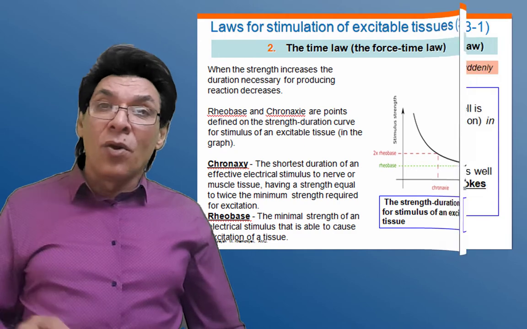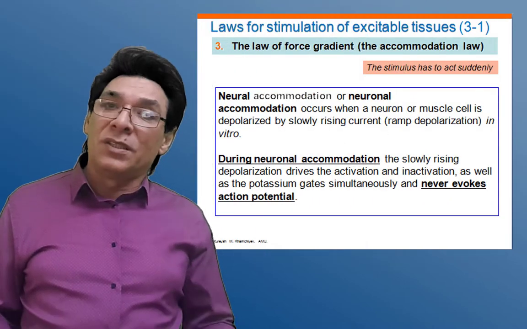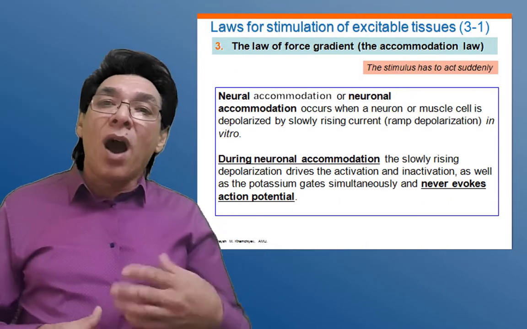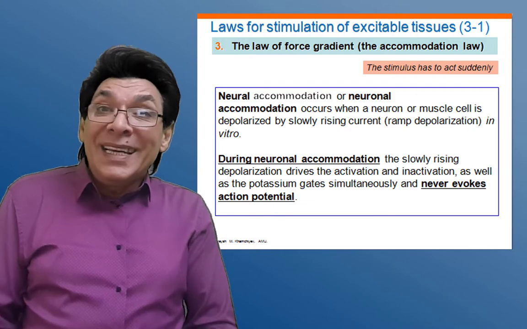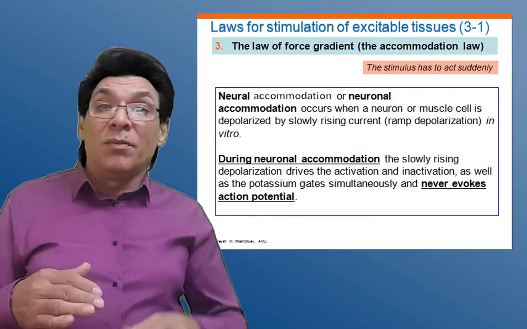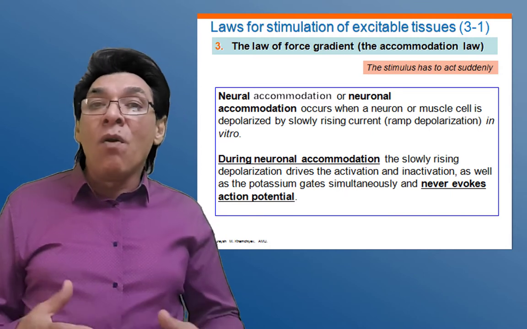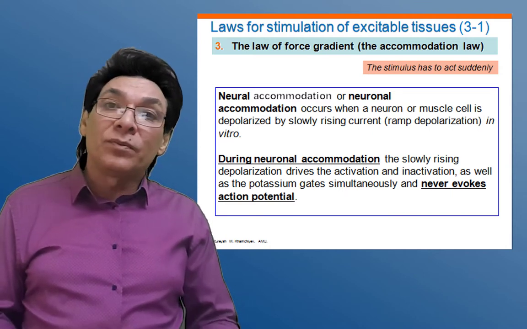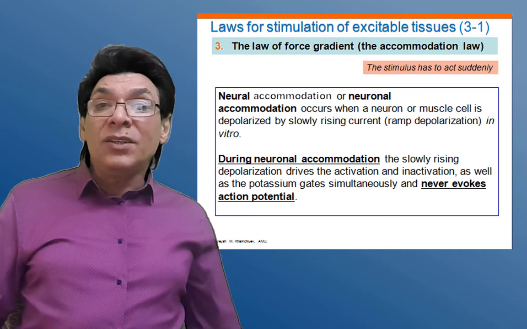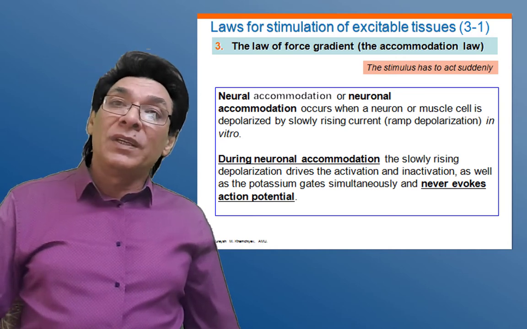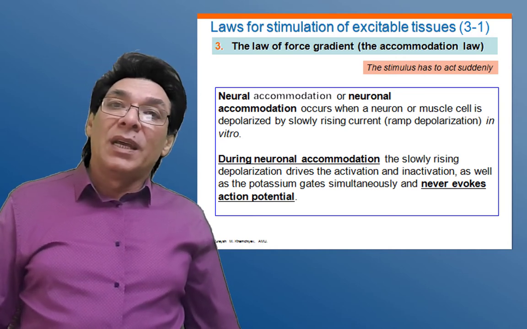And the third law is the velocity law, or the accommodation law. It is the speed by which the excitation occurs, the law of force gradient. These are three laws of excitable tissues.